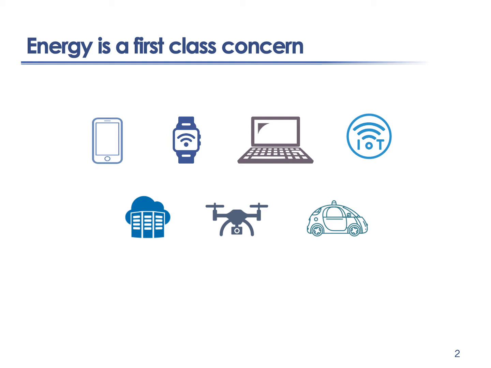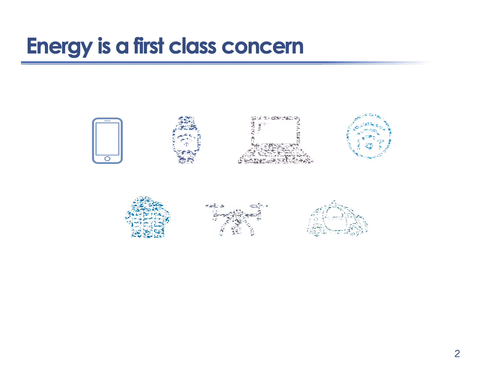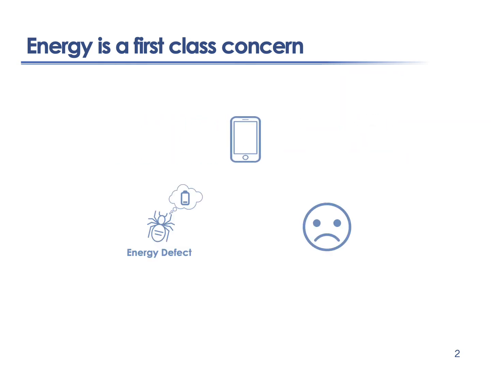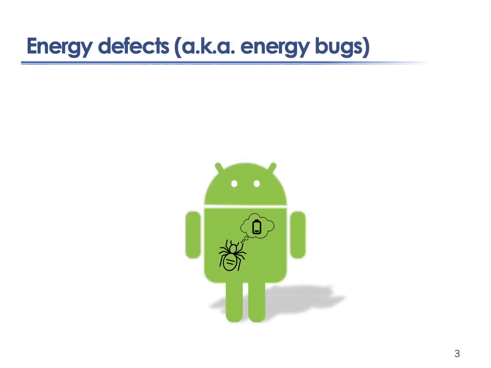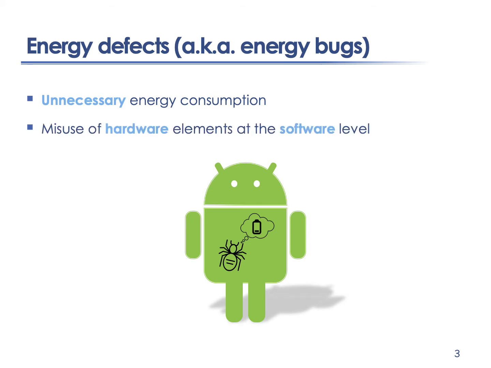Let me start by reminding that our world is going mobile and on the cloud, which makes energy efficiency a first-class concern in these emerging computing domains. Specifically on battery-constrained mobile devices, presence of energy defects can negatively impact user experience. But what are energy defects? By a high-level definition, energy defects happen when execution of a code causes unnecessary energy consumption. And the root cause of such issues is typically misuse of hardware elements on the phone at the software level by applications.